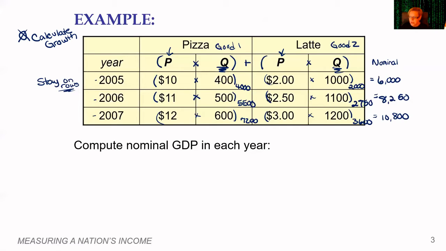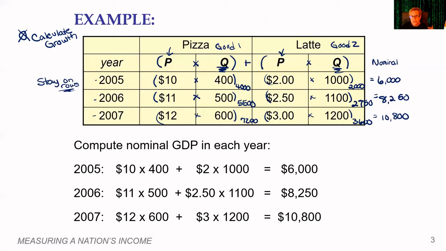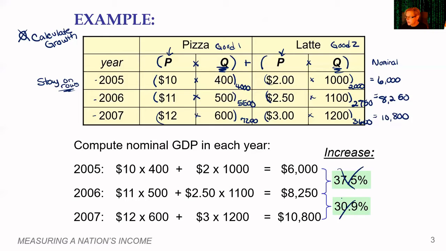Okay, so you're not going to do this, but let's say that you didn't know any different. So you have the numbers, and you're going to say, hey, look at how great the economy's doing. We increased pizzas and lattes 37.5%. We increased pizzas and lattes 30.9% from 2006 to 2007. This is incorrect, okay? Because how much is attributable to actual growth and how much is attributable to changes in price? We just don't know at this point. So what we're going to do is take this nominal data and turn it into real data.